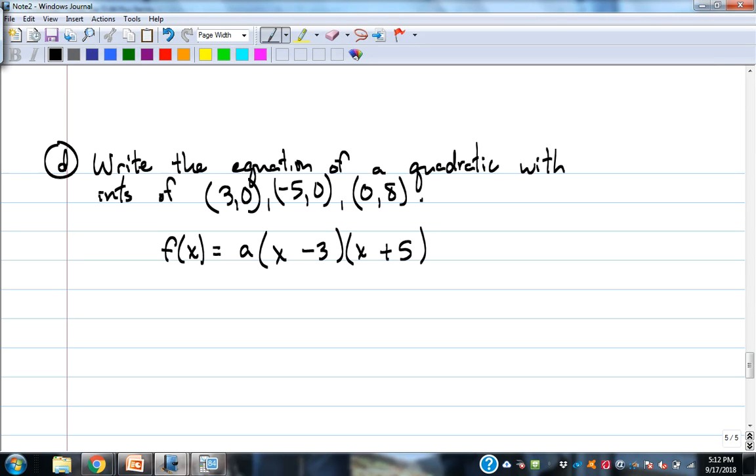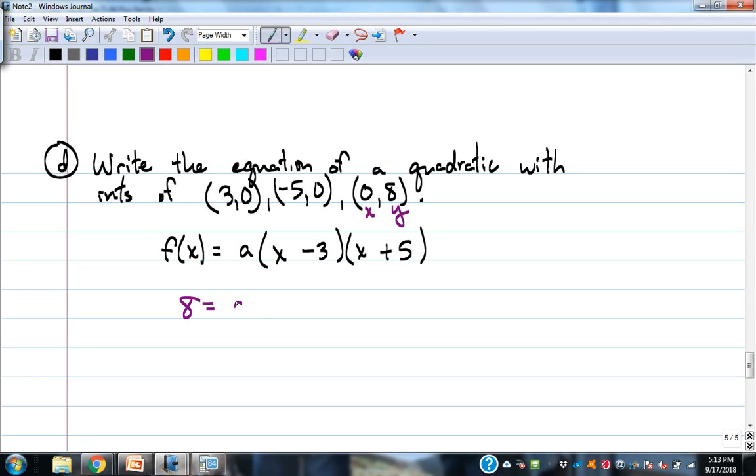Now, notice I've got A right here. I need to find what that is. What ordered pair have I not used? 0, 8. That's what I'm going to use to find A. Because what is 0, 8? It's an ordered pair with an X and a Y value. F of X is the same thing as what? Same thing as Y. So I'm going to use that ordered pair, 0, 8.